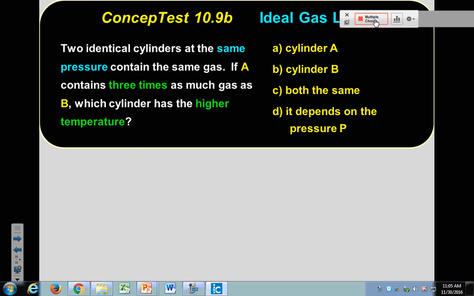All right, this one's similar. Which has the higher temperature? I think we might have had this question before. I'll stop at 28. 28.